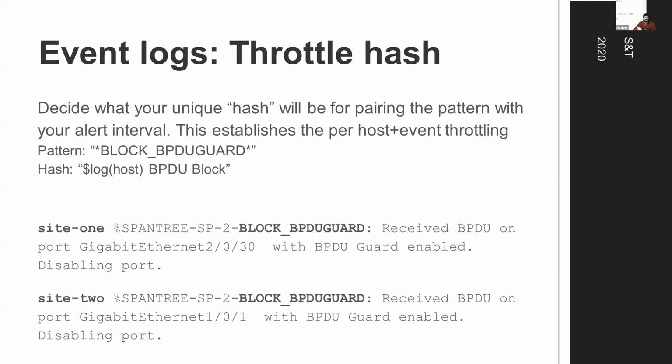So in this sample here, we're looking for BPDU guards, which is a condition on a network side for spanning tree. And in this instance here, because our hash incorporates the host from the log message, so you'd have site 1 or site 2 or device 1, device 2, you would actually get two separate messages throttled through here. So you're not going to get messages that are masked because one system triggered a BPDU guard, and now you silence the whole event out for the rest of your organization.